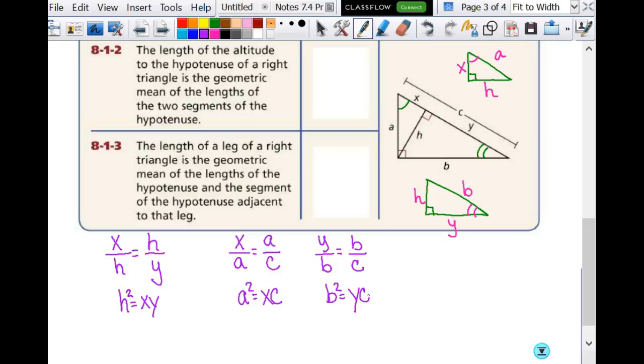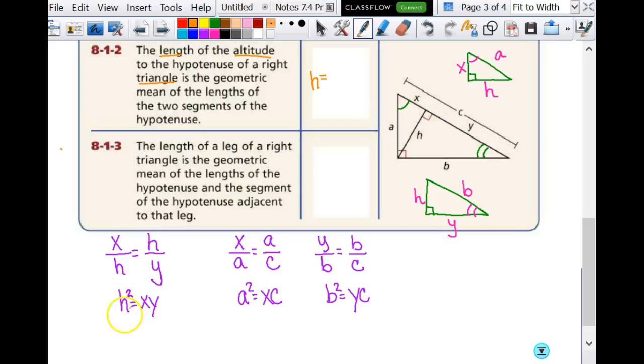So you're not going to have to necessarily redraw these triangles every single time if you understand the relationships. And these words can be very wordy, but we already pretty much have it written down here. What this says is the length of the altitude to the hypotenuse of a right triangle, that in this case would be h, is the geometric mean of the two segments of the hypotenuse. Well, the two lengths of the two segments are x and y.